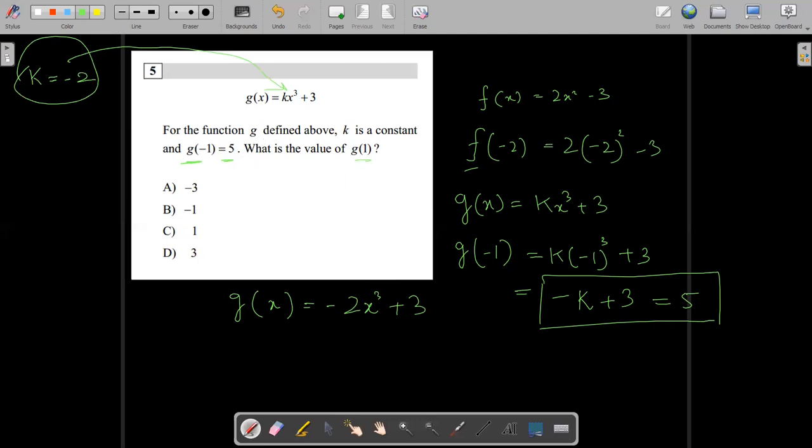Now we have to calculate g of 1. So g of 1, how much will that be? Can you tell me what I should write here? -2 times 1 cubed plus 3. So how much will this be? -2, okay, plus 3. So how much is that? It equals 1. Right. So option C, that's the right answer.